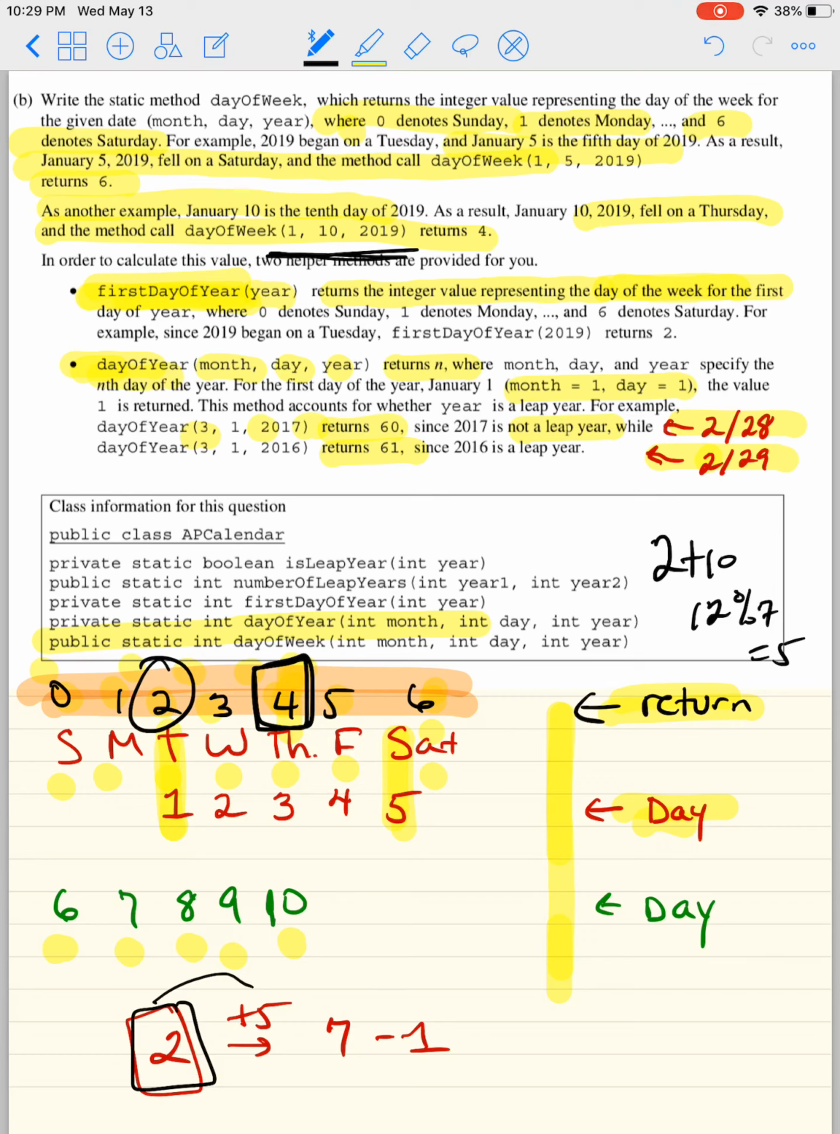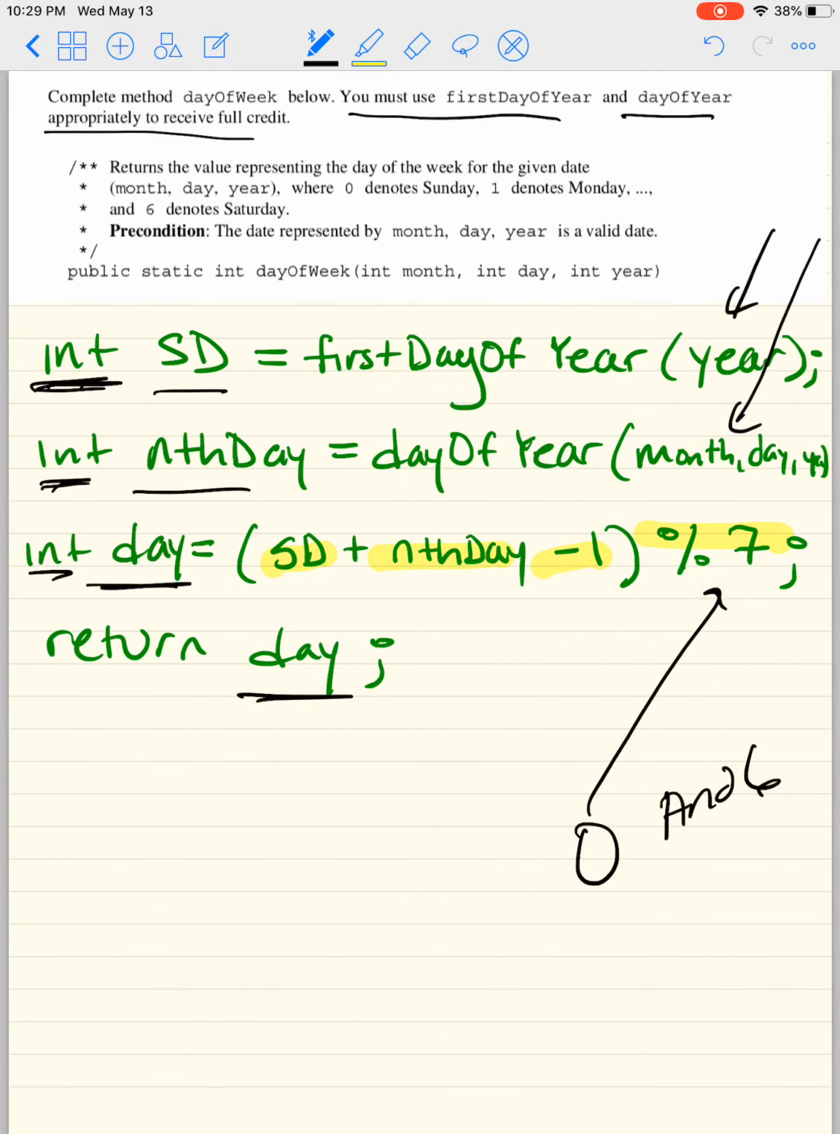And if you did the same thing with this one, 2 is when it starts, and you went 5 days. 2 plus 5 is 7. 7 take away 1 is 6. 6 mod 7 will give you 6. So that's how we do that problem.